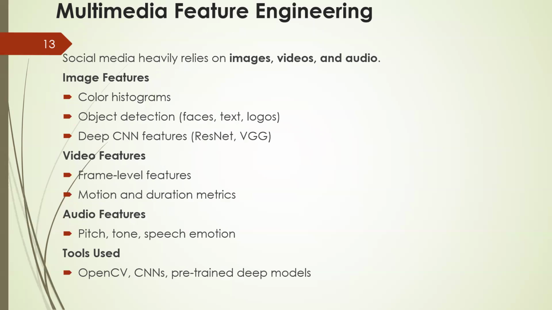Multimedia feature engineering. Social media relies heavily on images, videos, and audio. Image features: color histograms, and object detection such as faces, text, or logos. Deep CNN models such as ResNet or VGG are used. Video features: frame-level features are used for video feature detection, along with motion and duration metrics. Audio features: pitch, tone, speech, emotion.